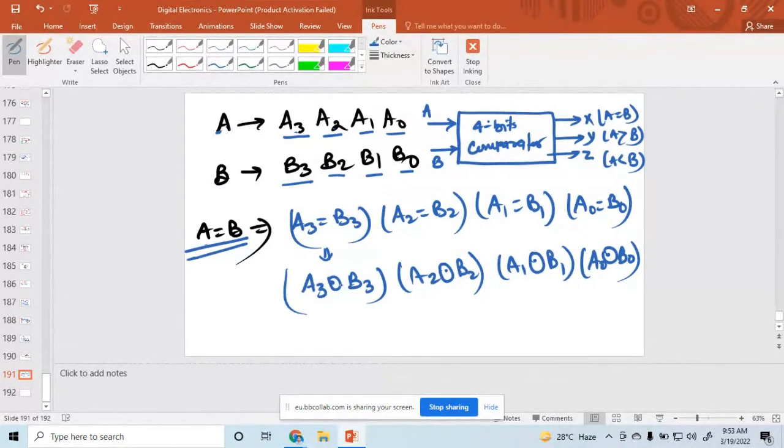This bit is equal. So equal means XNOR gate. So A3 XNOR B3, this is the logical expression. And A2 XNOR B2, A1 XNOR B1, A0 XNOR B0. Is that clear? Similarly, someone say, what is the condition for A greater than B?